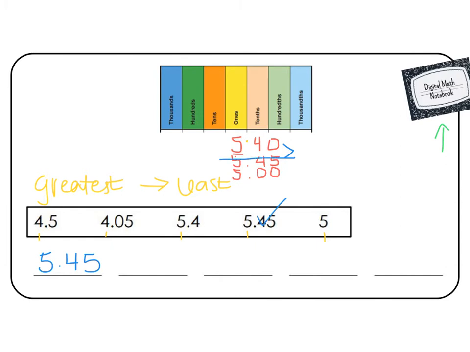Now, our next number is 5.40, or 5.4. You can add the 0 or not. Then let's deal with the last of our 5s. The last of our 5s was just the number 5, and remember we could write it as 5 or 5.0 if we like to see that place value. And there's our 5s.